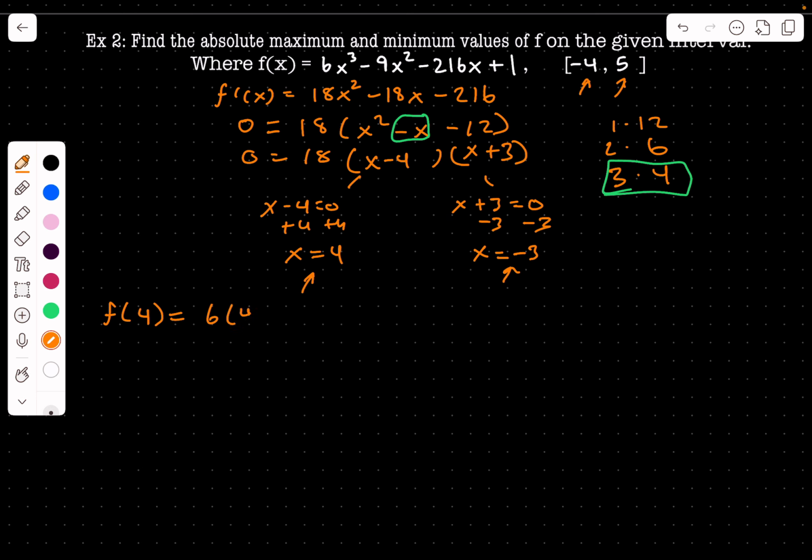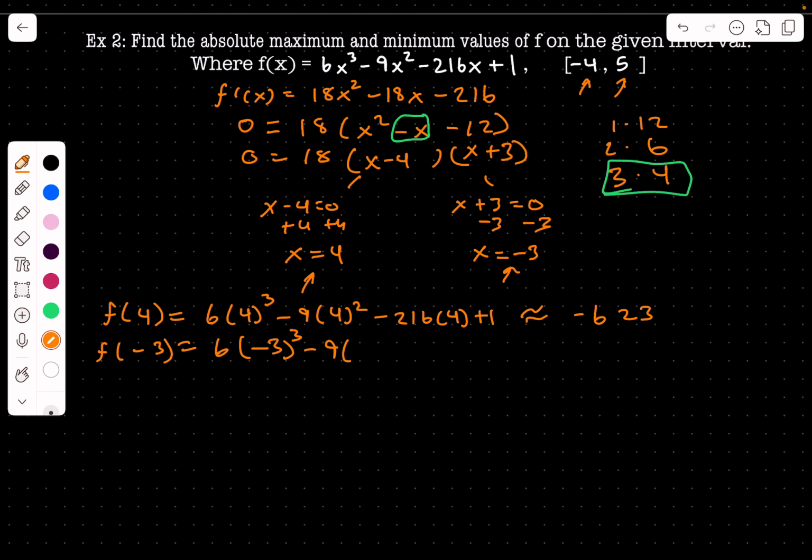So 6 times 4 to the third power minus 9 times 4 to the second power minus 216 times 4 plus 1. This is going to give us -623. Now we're going to plug in -3. 6 times -3 to the third power minus 9 times -3 to the second power minus 216 times -3 plus 1. Okay, that was exhaustive. That's going to give us 406.